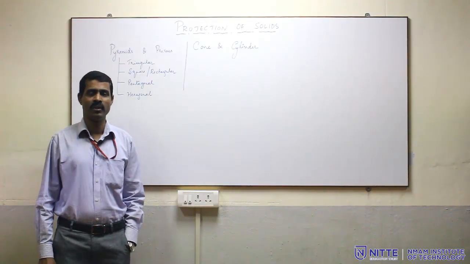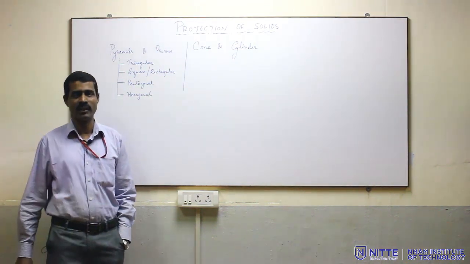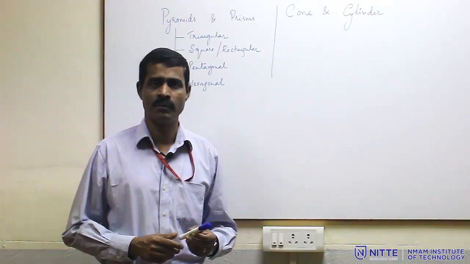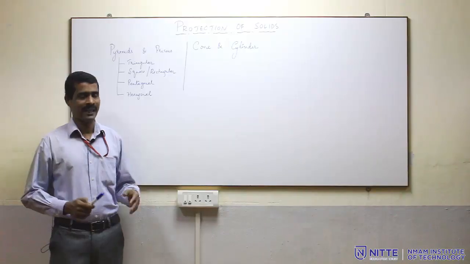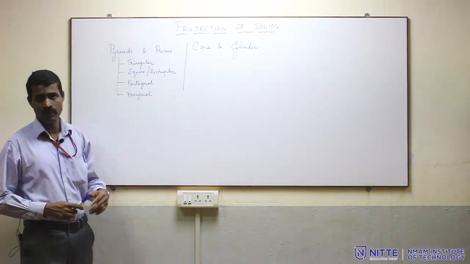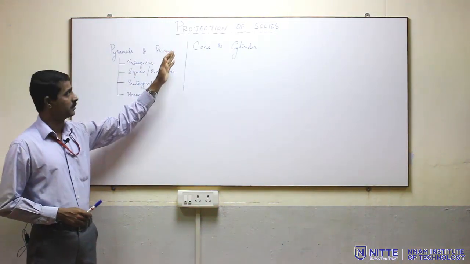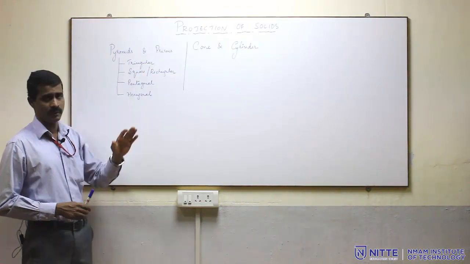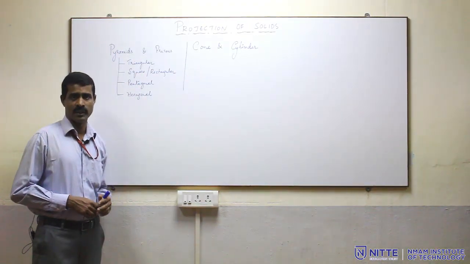Hello and welcome to the video lecture on projection of solids. So, let us see first what a solid is. A solid is a three-dimensional object which has a definite length, breadth and height. To classify solids, we have four categories in our syllabus, that is pyramids, prisms, cone and cylinder. Basically, pyramids and prisms are a little similar, and cone and cylinder are a little similar.